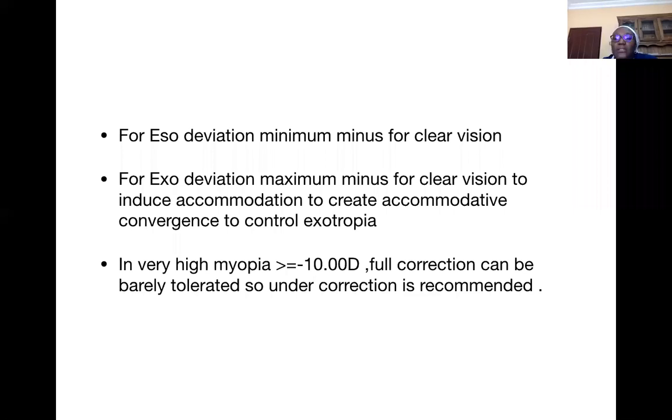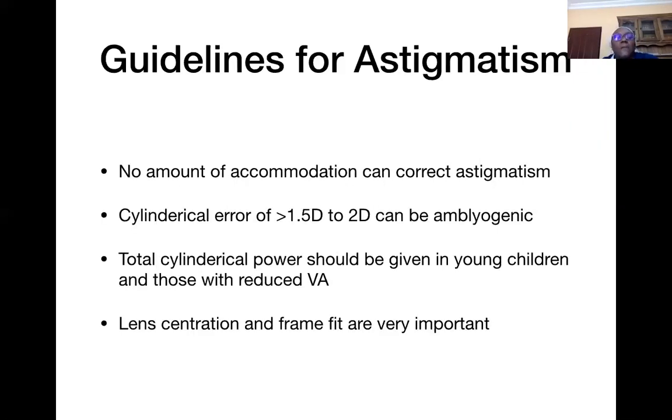So, guidelines for astigmatism. For astigmatism, accommodation cannot correct it. So a cylindrical error of more than 1.5 to 2 can also be amblyogenic. And then the total cylindrical power should be given in young children, especially those with reduced visual acuity, because sometimes they have symptoms, and children are able to tolerate cylinders more than adults, especially if they start using them early. But one has to know that you have to do the centration.